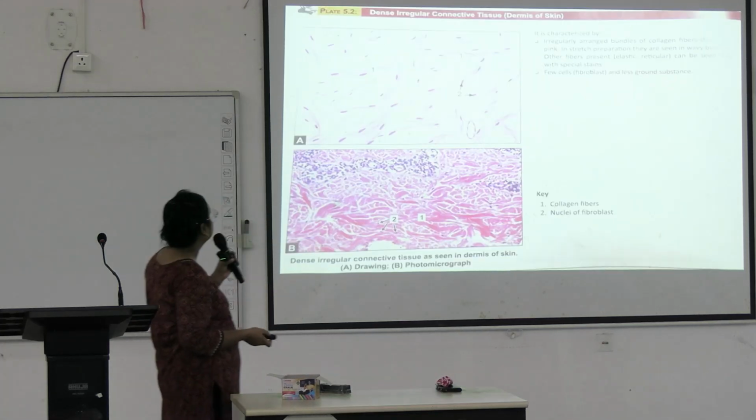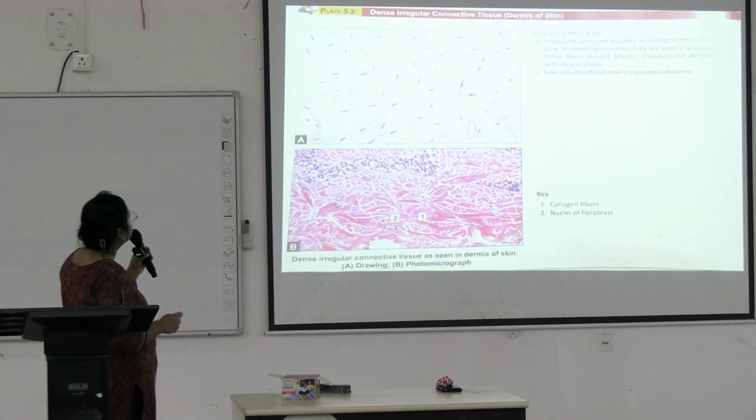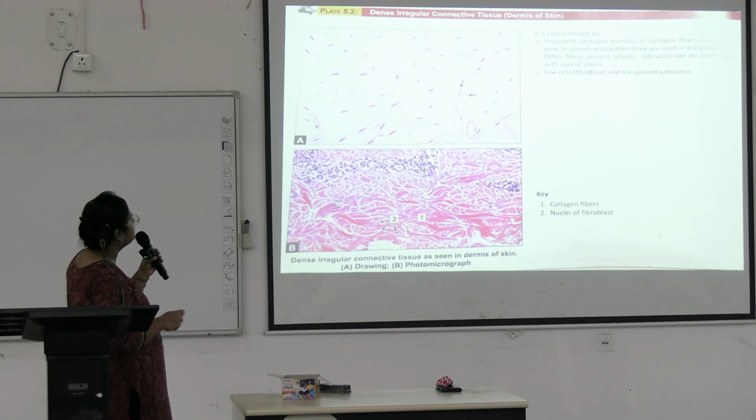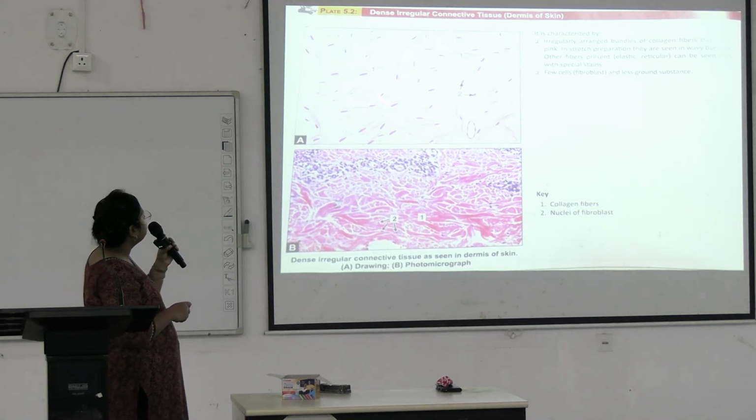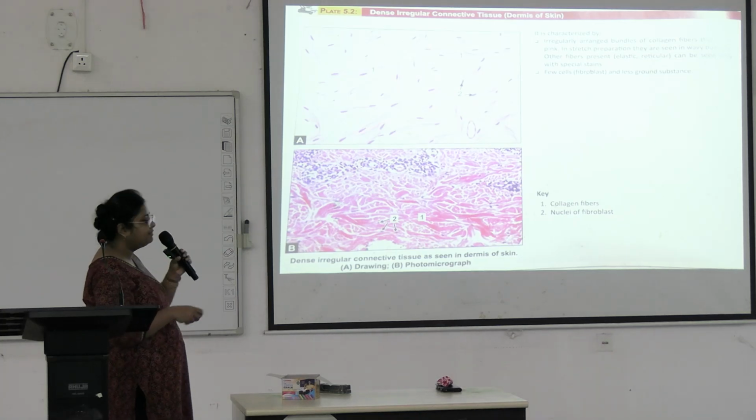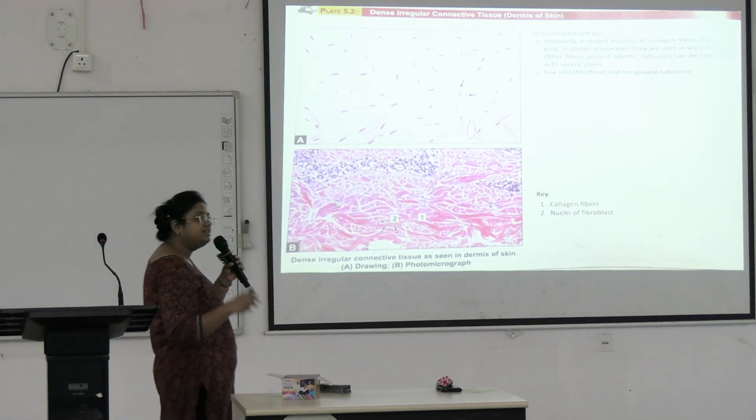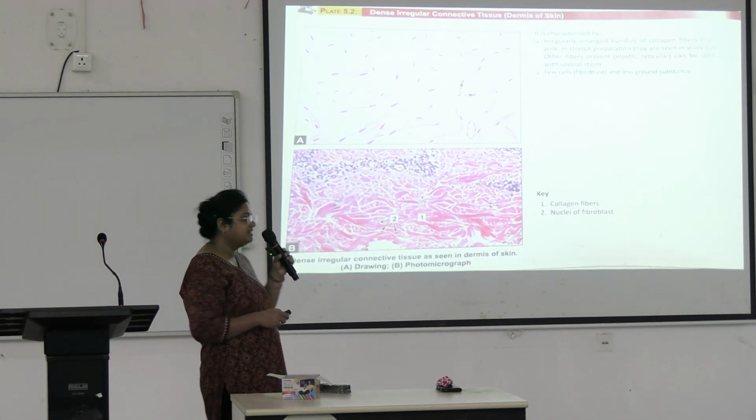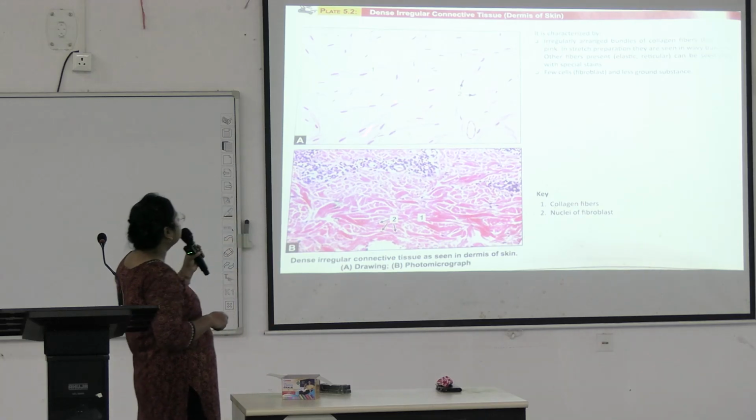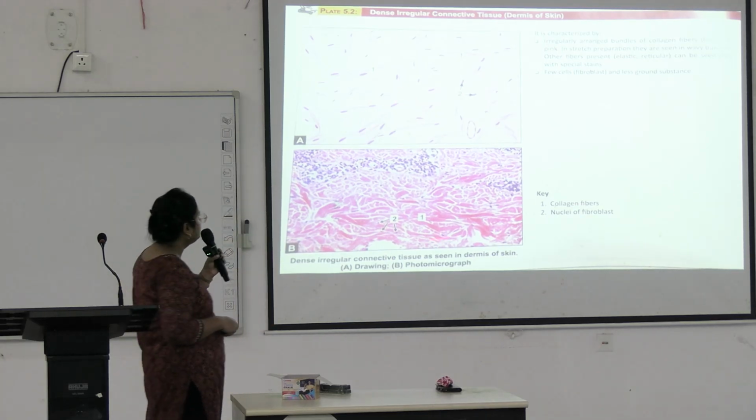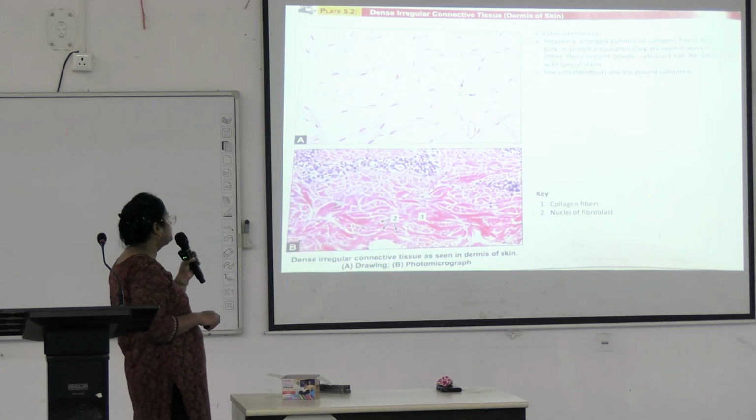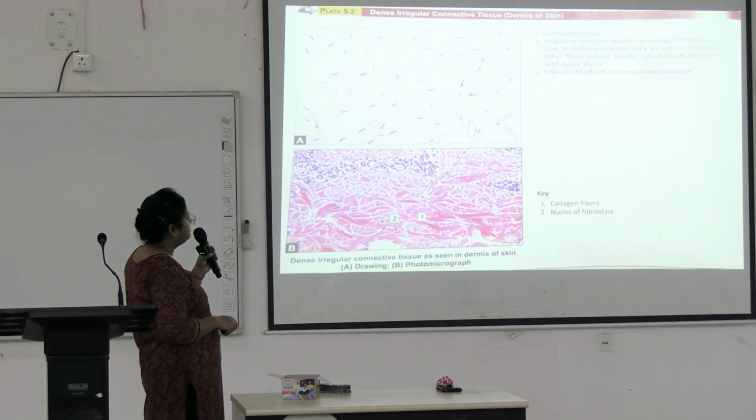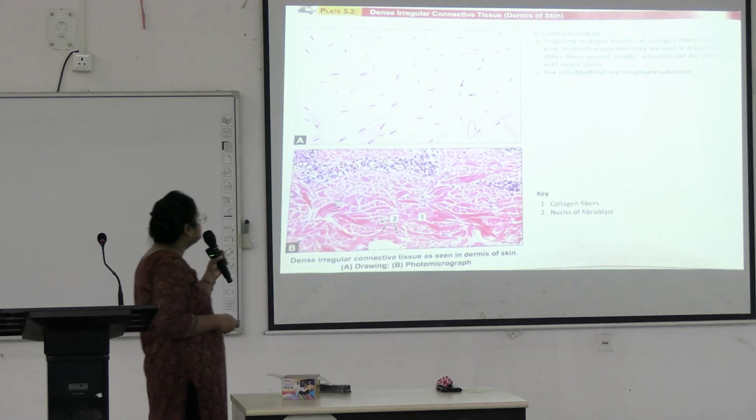Next, see here. This is a schematic presentation of dense irregular connective tissue. See, these are multiple fiber bundles, but they are not parallel to each other. They are directed in multiple directions. And these are the flattened nuclei of the fibroblast. Here also you can see this is dense irregular connective tissue seen in the dermis. Okay. And some nuclei of fibroblasts are present within the fiber bundles.